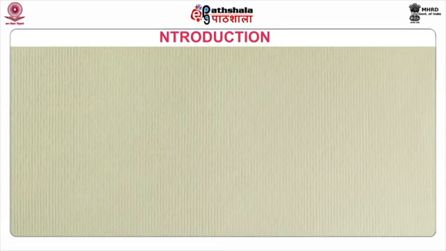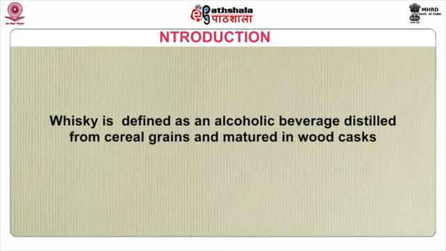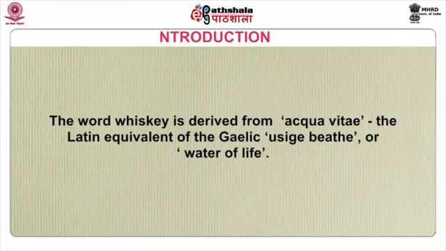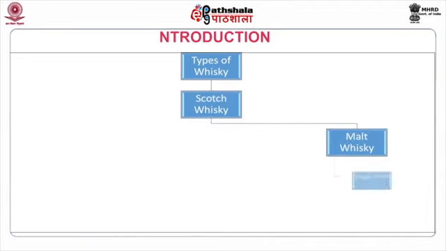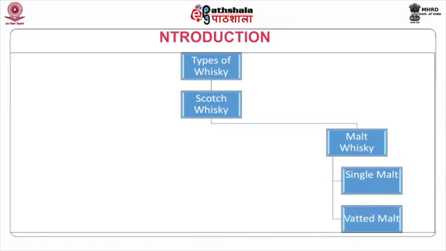Firstly, discuss about the introduction. Whisky is defined as an alcoholic beverage distilled from cereal, grains and matured in wood cask. The word whisky is derived from aqua vitae, the Latin equivalent of the Gaelic usage uisge beatha or water of life. It is said that the spirit was first produced in Ireland. Irish monks brought the craft of distillation with them when they settled in Scotland.